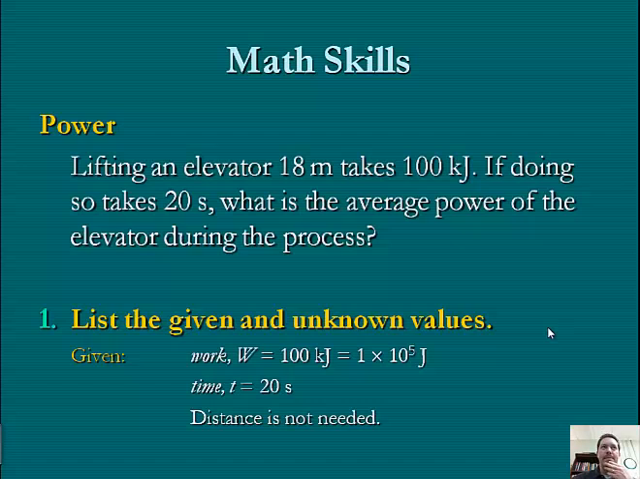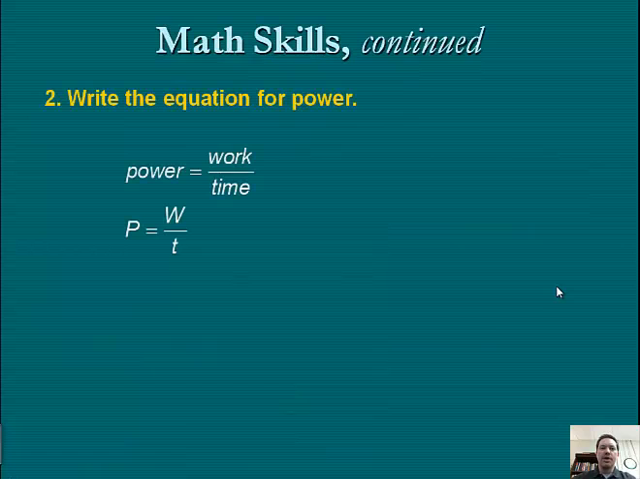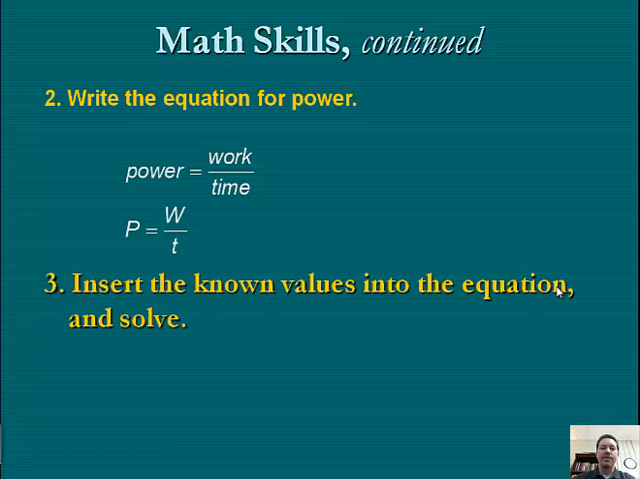But since we're already given the amount of work that's done, the 18 meters really doesn't make much difference because it's already been utilized in the problem. So then we want to calculate power, in the unit of watts. So our equation: power equals work divided by time, or P equals W divided by T.